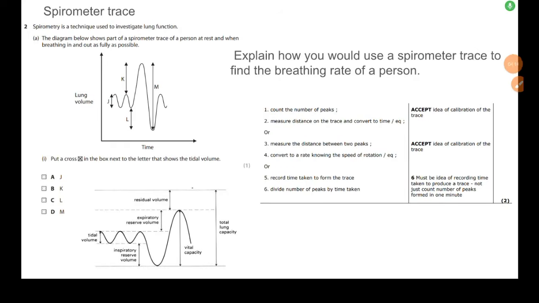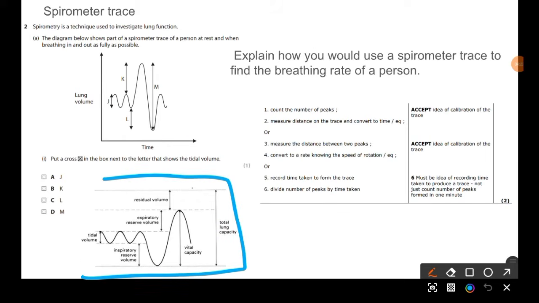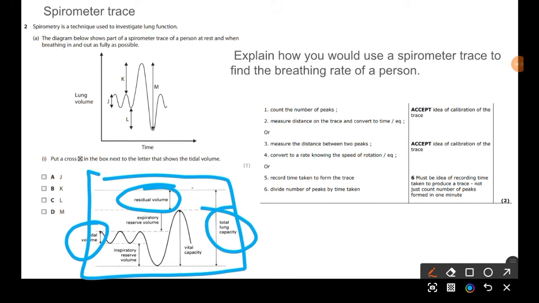Lastly, in 7b is a spirometer and a spirometer trace. So please memorize this. You have to know what tidal volume is, what residual volume is, and what the total lung capacity is, and get it from a graph, and the vital capacity. The tidal volume is just how much air you're breathing in one normal breath. The vital capacity is in one sharp, forceful breath.